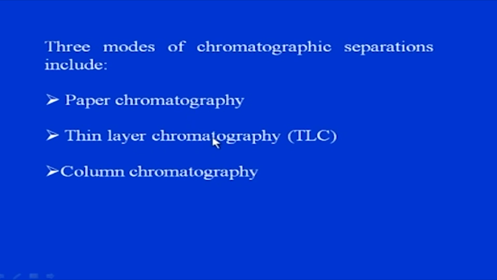Paper chromatography and thin layer chromatography come under planar chromatography, as the chromatographic material or bed where the separation is taking place is present on a planar surface. As far as column chromatography is concerned, the stationary phase is packed in a tube or in a column. That is why it is called column chromatography. So, let us discuss a little bit about paper chromatography and thin layer chromatography, and then we will move on to column chromatography in particular.